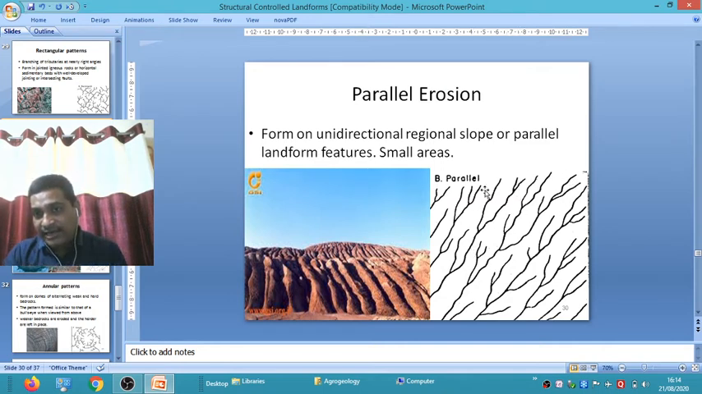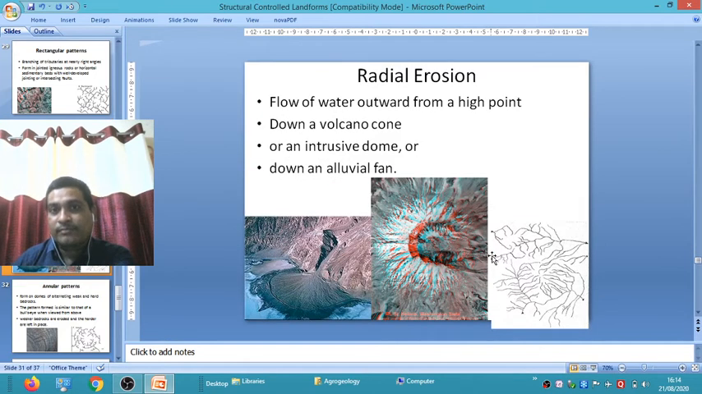You see in this diagram, this is the first order stream, this is the second order, and this is the first order stream, and another stream is also flowing parallel to it. Number of branchings form only at parallel angles, called the parallel type of drainage pattern.